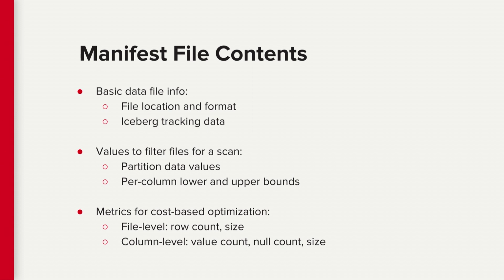We also have, like I was saying earlier, per column lower and upper bounds. And then we also have per file metrics for cost-based optimization. So no matter what changes about this listing of files, we always have accurate statistics by aggregating across all of the files.